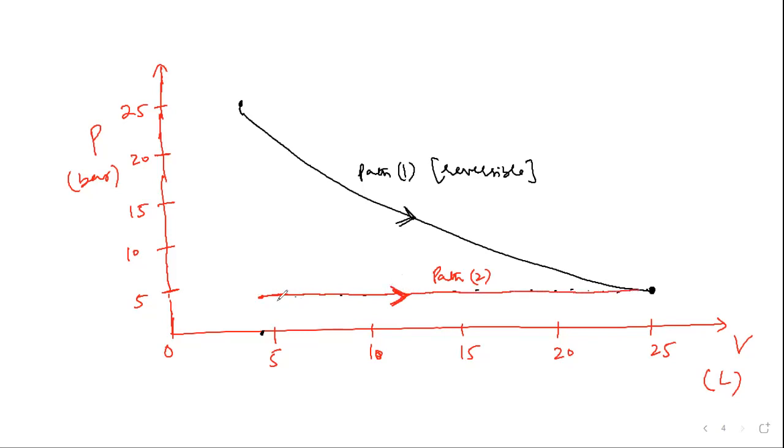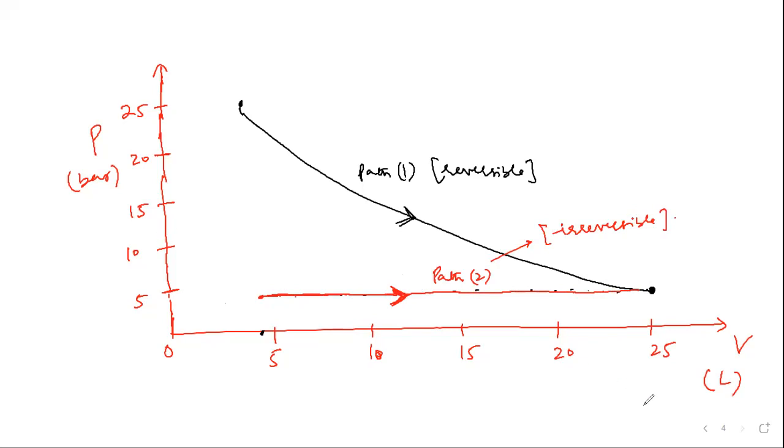This is my path 2, right? And this path 2 is irreversible, right? Because the process is not quasi-static, it's irreversible.